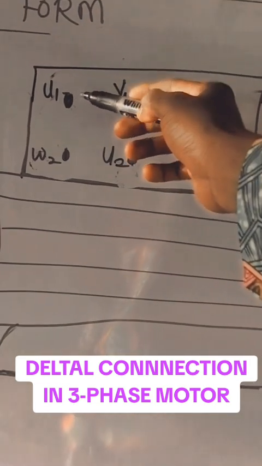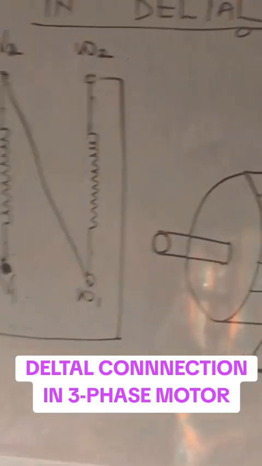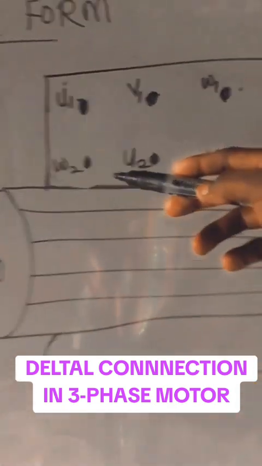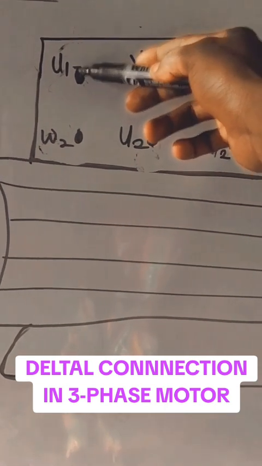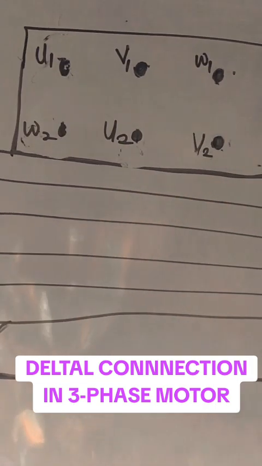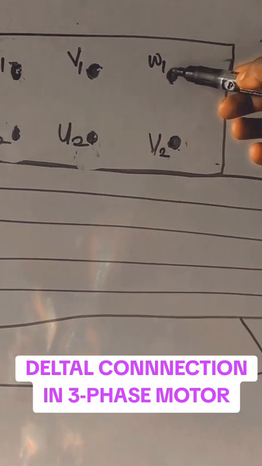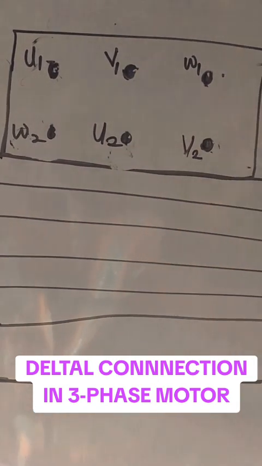Can you see the first terminal here is U1? But in the theoretical explanation, I showed you that opposite to it is U2, and that is not the case here. Can you see here? U1 is the terminal at the upper part here, and directly opposite to it is W2. V1 here, opposite to it is U2. W1 here, opposite to it is V2. Why did they arrange it this way? It is purposely to enable us to use this motor in both star and delta.